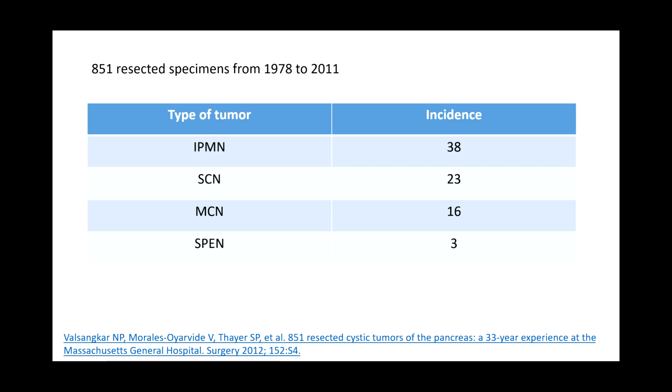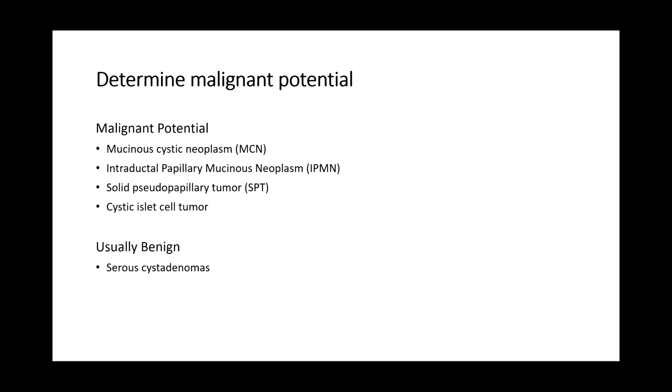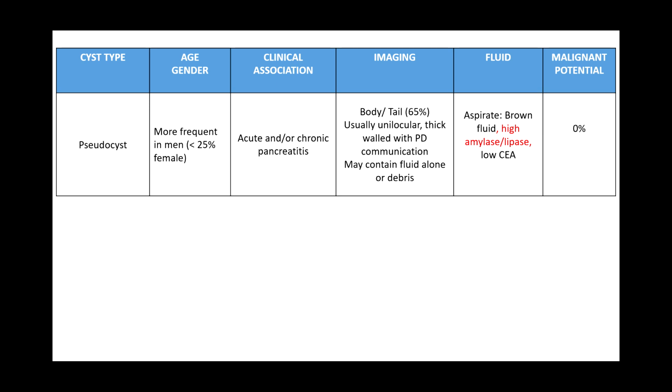The most common pancreatic cyst could be a pseudocyst, but if you look at the cystic neoplasm, intraductal papillary mucinous neoplasm is the commonest cystic neoplasm of pancreas. So what are the types of cystic lesions which we see in pancreas?